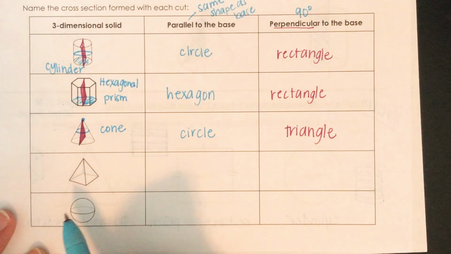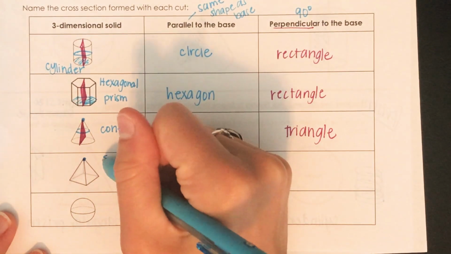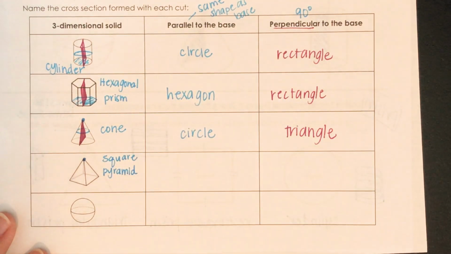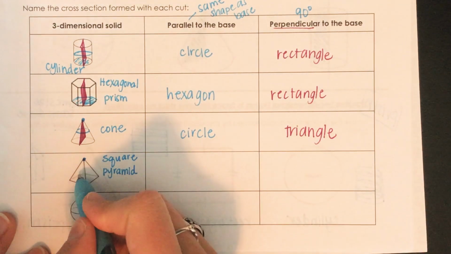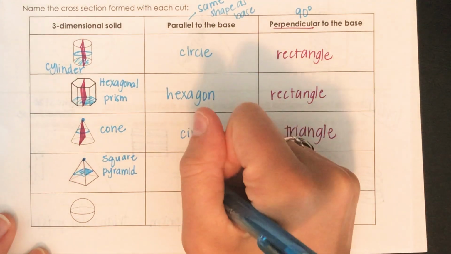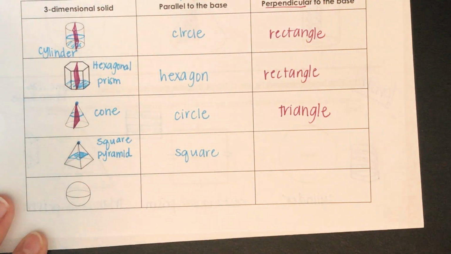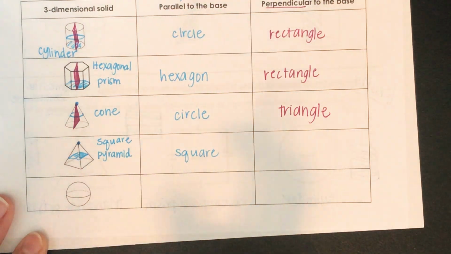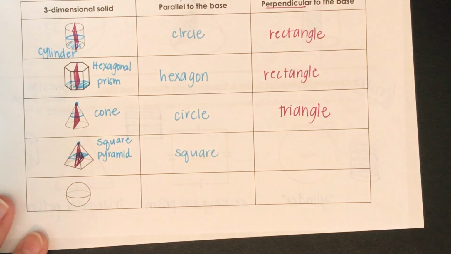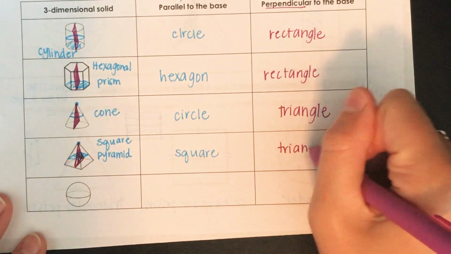Let's try the next one. This looks like a square at the bottom and it comes up to a point. So that must mean this is a square pyramid. If I cut it parallel to the base, I'm making a square. It's the same shape as my base. If I cut this pyramid vertically, I'm making a triangle. I'm slicing it down through. So again, I'm making a triangle.